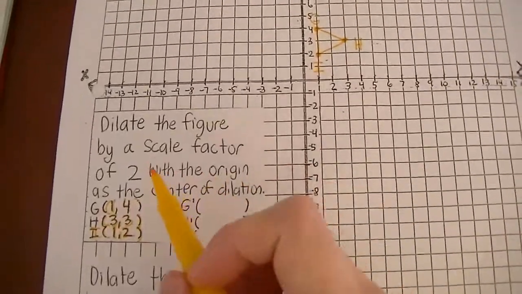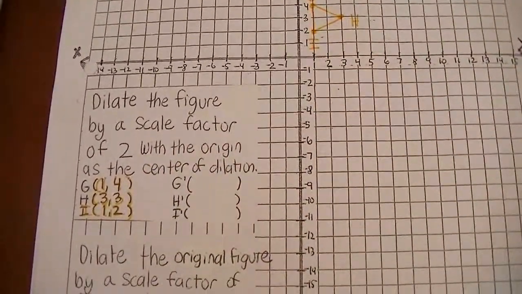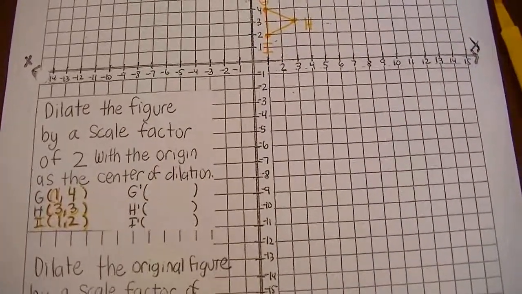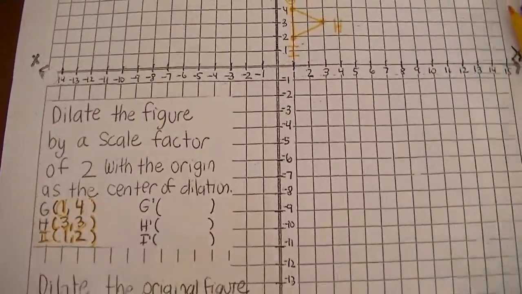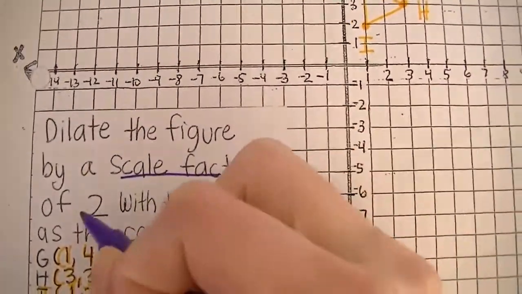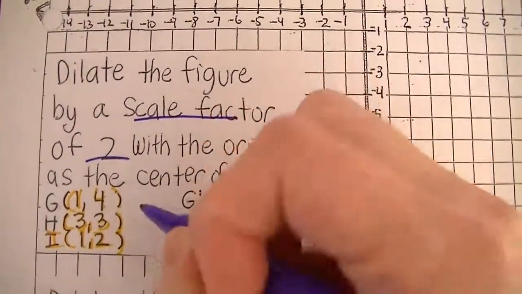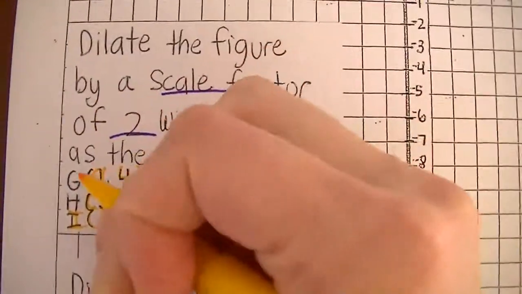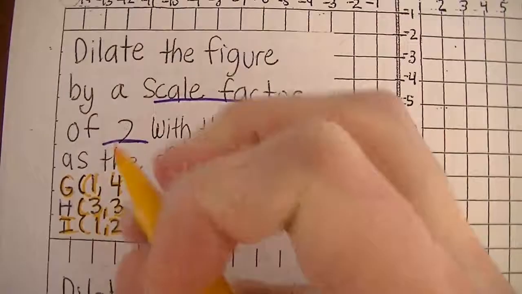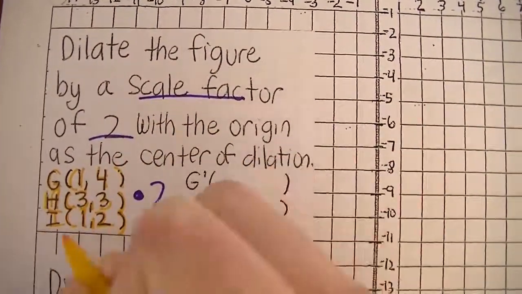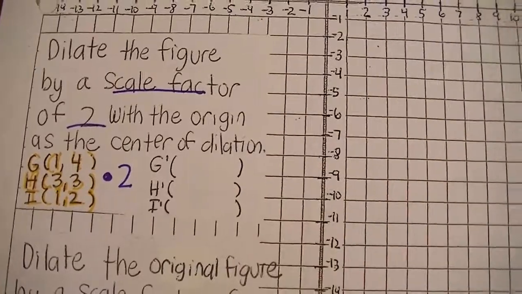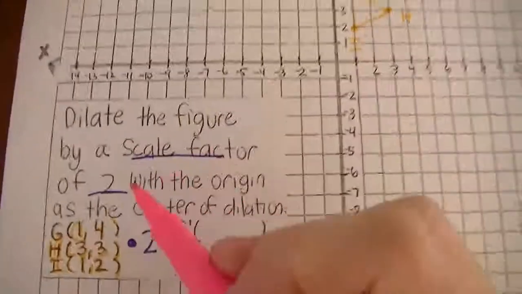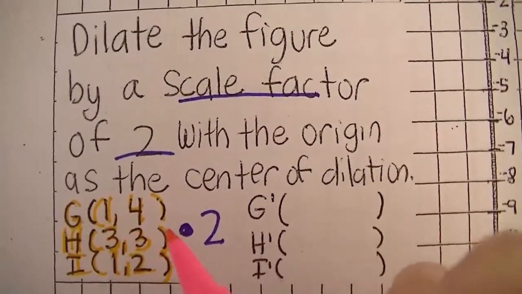Now we're supposed to do something. We're supposed to dilate the figure by a scale factor of 2. So if you recall from the previous notes, you are always going to be multiplying by the scale factor. So in this case, we have a scale factor of 2. So we're going to multiply all these points right here by 2. Okay? So we're going to multiply G's points by 2, H's points by 2, and I's points by 2. Okay? To get to the dilated image of this first triangle. So all you do is you look at the points, and 1 times 2 is 2.